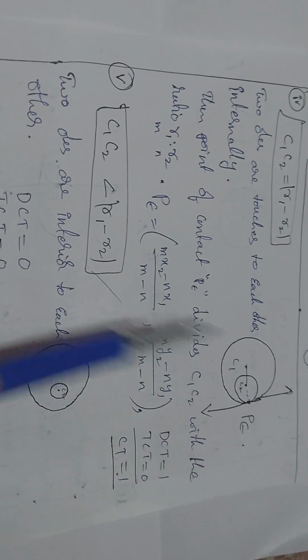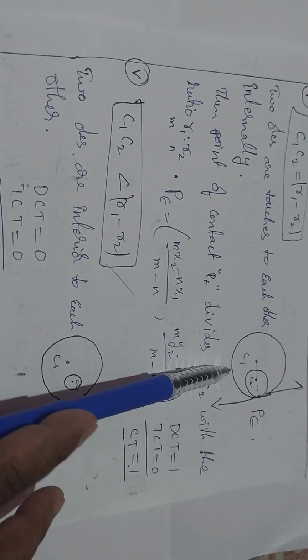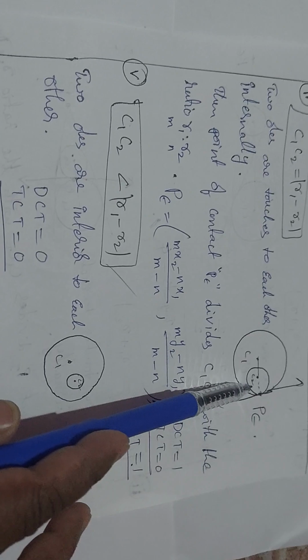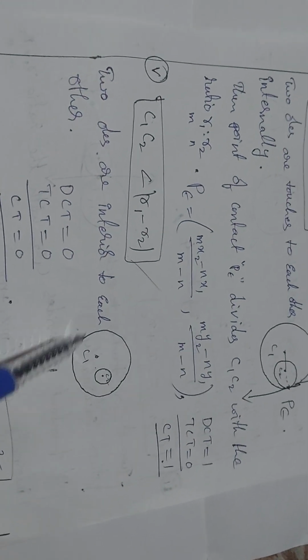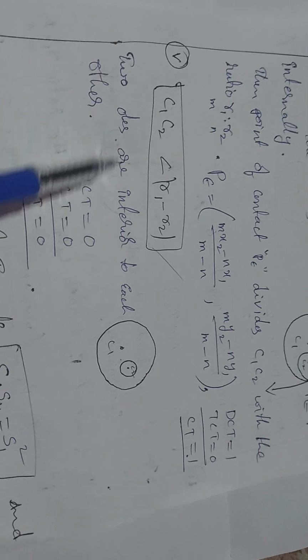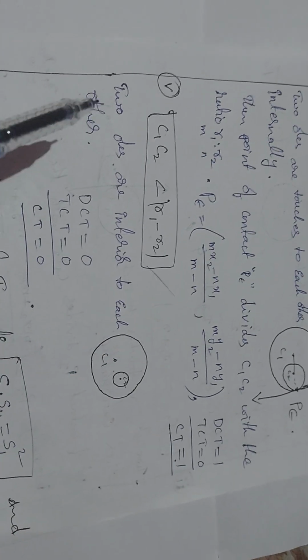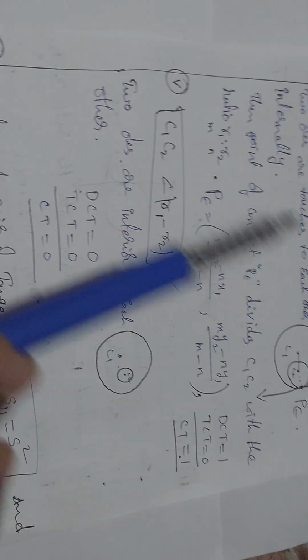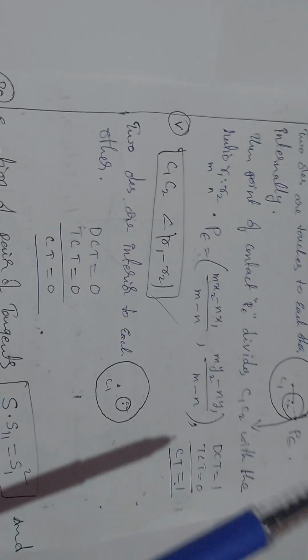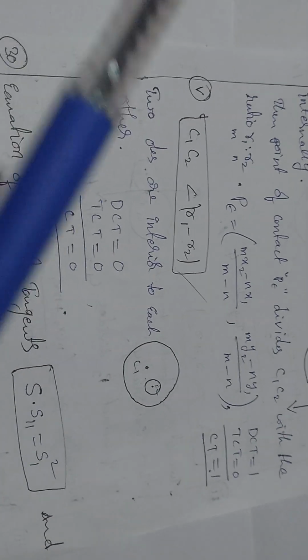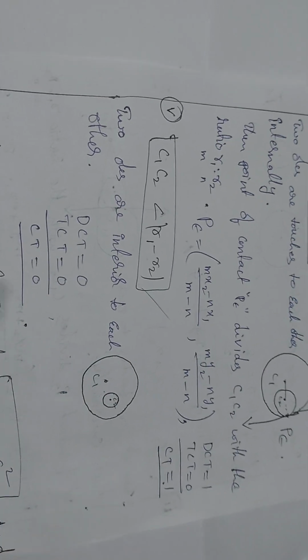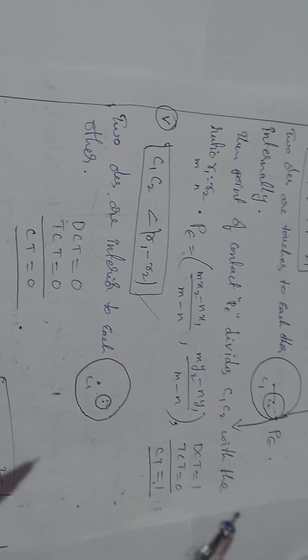Next, if the two circles are still very close to each other, the small circle goes still closer, so the two circles are interior to each other. C2 comes inside C1, otherwise C1 inside C2. So here DCT is 0, TCT is 0. Total common tangents is also 0. It is an important concept for 2 marks or 4 marks, but definitely for 7 marks.